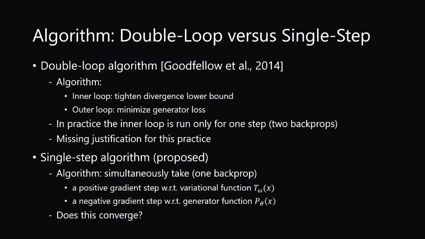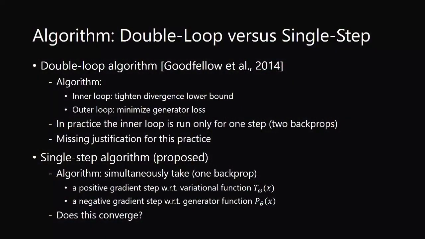Now let's look at the algorithm. The original algorithm that was proposed by Ian was of a double loop structure. So you have the outer minimization and then you have the inner maximization. But in practice nobody does it because A, it would be too expensive, and there are other problems as well. And so it's a question of what the algorithm that people actually implement in practice is, can you say anything about their convergence guarantees or their behavior?